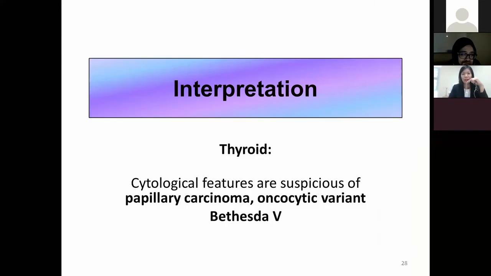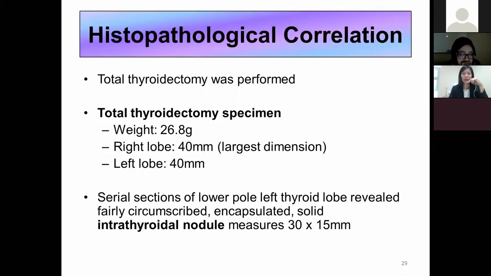So anyhow, because of the nuclear features, we favor a papillary carcinoma, oncocytic variant. Bethesda 4 was given. So a thyroidectomy was performed.